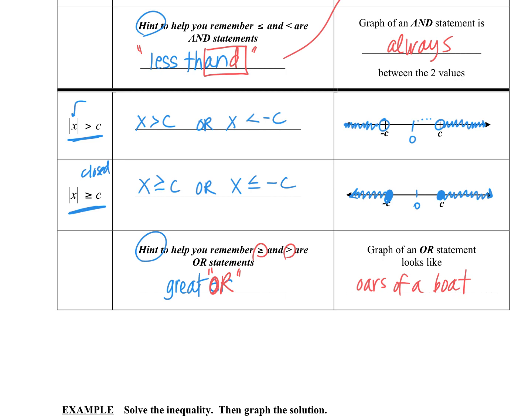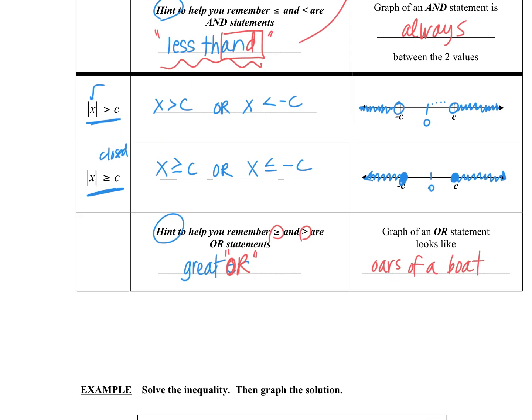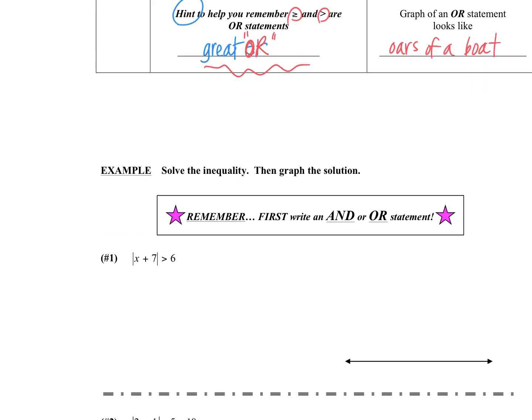So basically, yesterday, everything we did was an or because it was an equal sign. And every equal sign with an absolute value gives me an or. But with an inequality, it makes a difference if my symbol is a less than or if it's a great or. All right? And so to do this, we're going to decide first. We're going to decide if it's an and or an or.